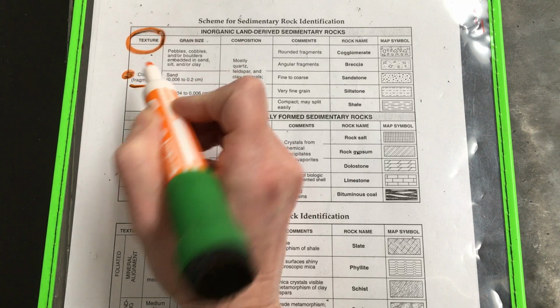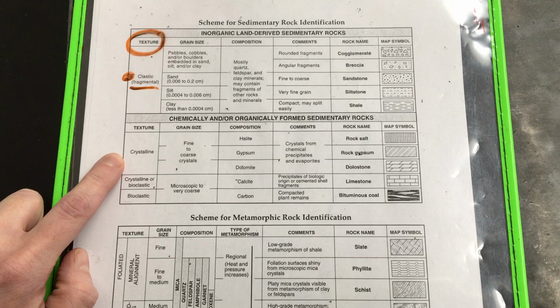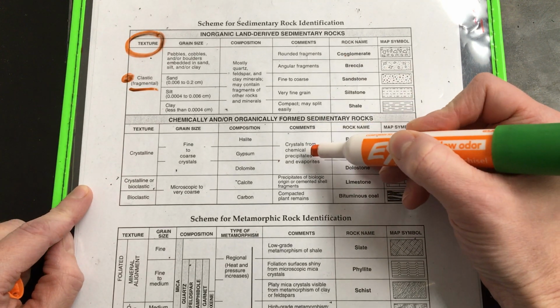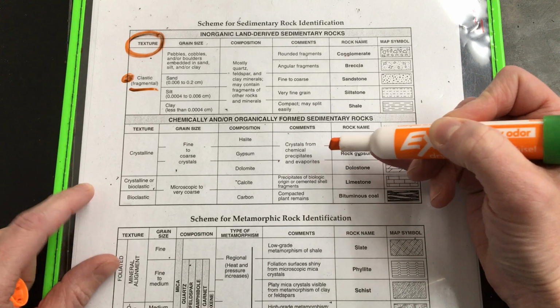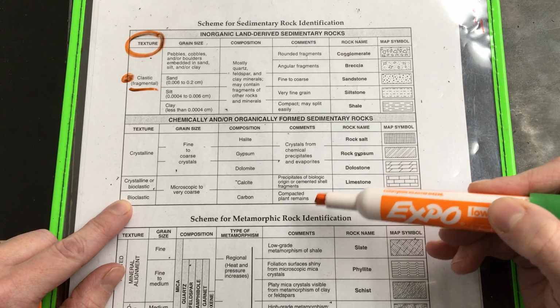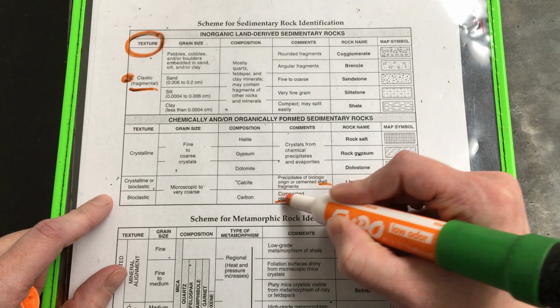Clastic, which is, you can see there, fragmental, which means different size pieces of rocks that have been broken down, or sediments. Crystalline, which is forming from a chemical sedimentary rock from evaporites and precipitates. Or bioclastic, meaning it has living pieces of materials in there, such as shells or plant remains.